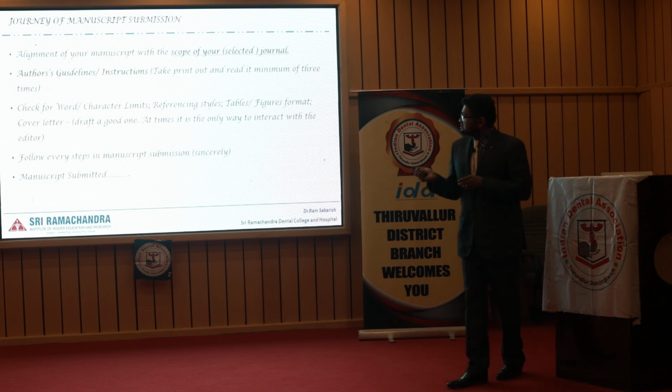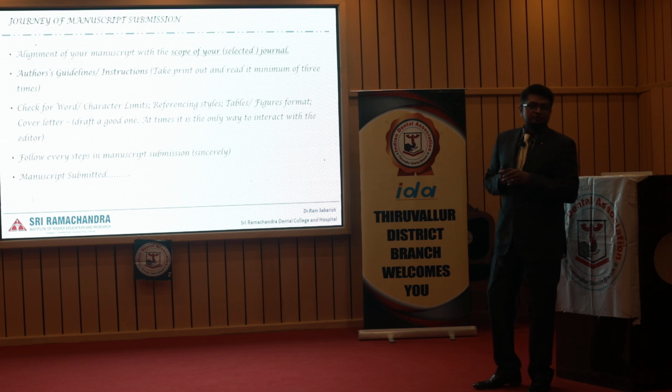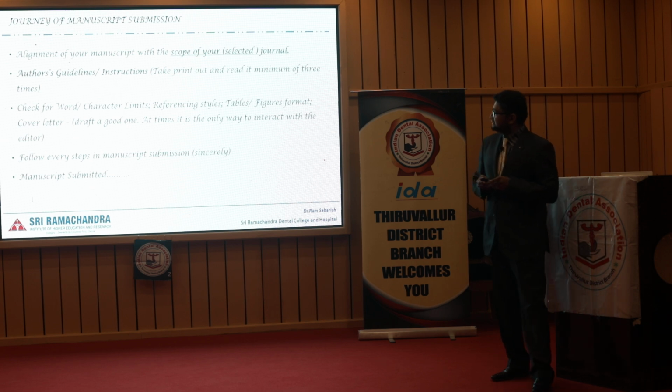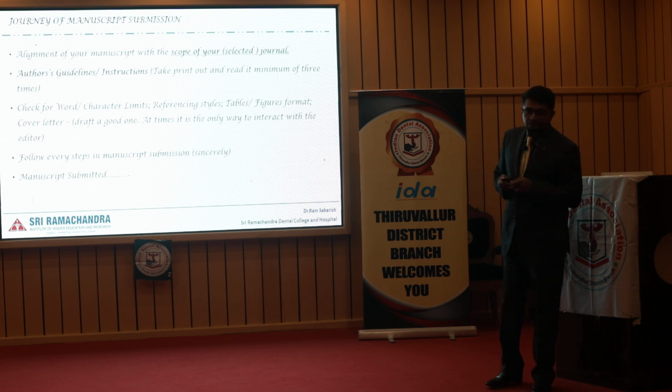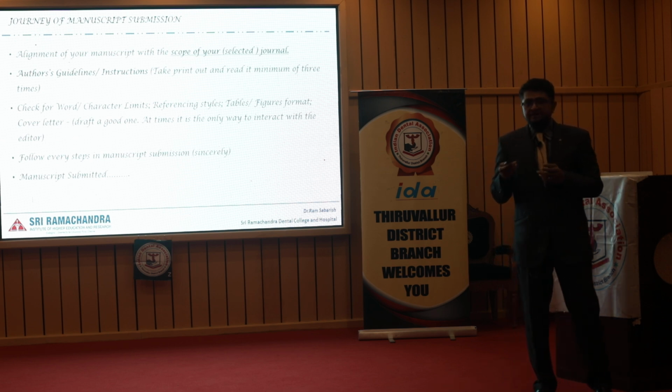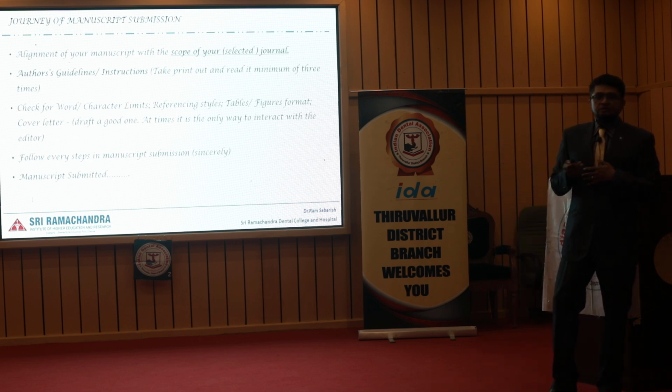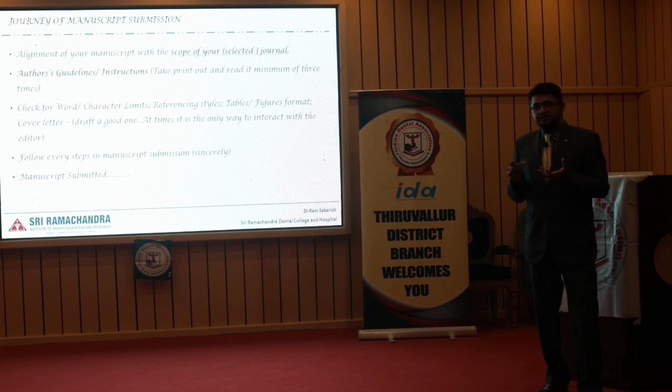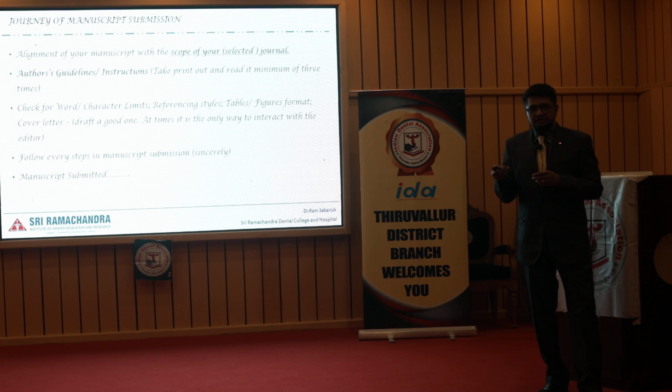Okay, so the journey of a manuscript submission. I'm sure everybody will be going through this or is already going through this. So, alignment of a manuscript with the scope of the selected journal. That is very critical. If you have a manuscript, it doesn't mean that it goes and gets accepted in any journal. If you send anything and they accept, that again means it's predatory, so you have to check the validity of the journal. It should be aligned with the scope of the journal.